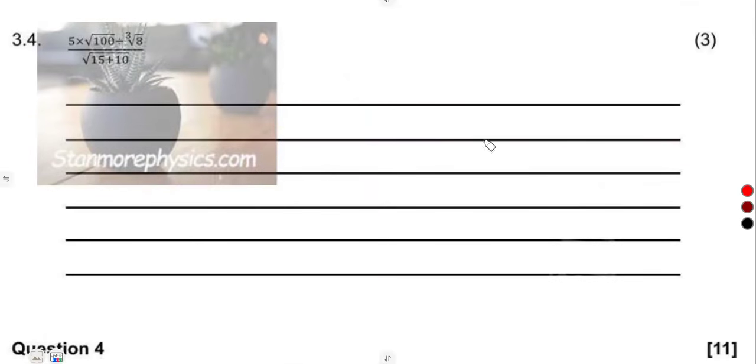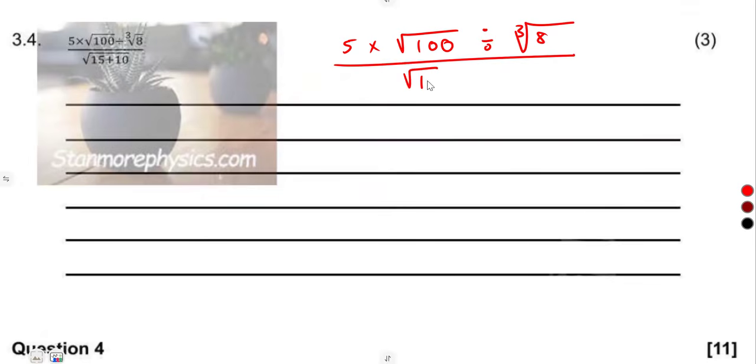All right, on 3.4, this is 5 times the square root of 100 divided by the cube root of 8, over the square root of 15 plus 10, everything under the square root. So this gives us 5 times the square root of 100, that's 10, divided by the cube root of 8, which is 2, everything over the square root of 15 plus 10, that's 25. And the square root of 25 is 5.